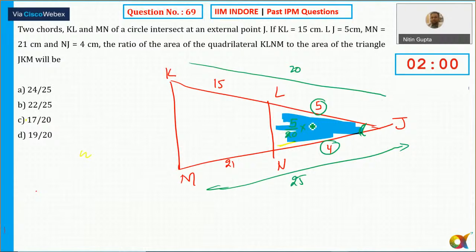Nothing but that is equal to 5. So 5 by 20 into 4 by 25, that is equal to 1 by 25. Which means if the area of the triangle KMJ is 25, then the area of LNJ, or I can write down that area of the figure LJN upon area of the figure KJM, that is in the ratio 1 by 25.